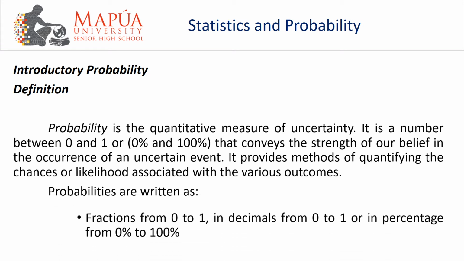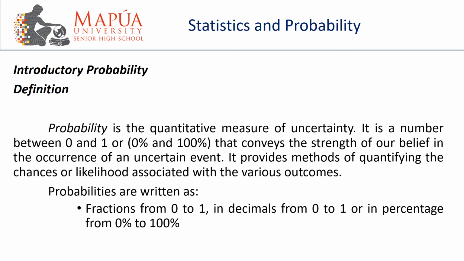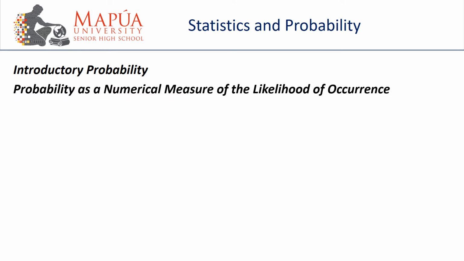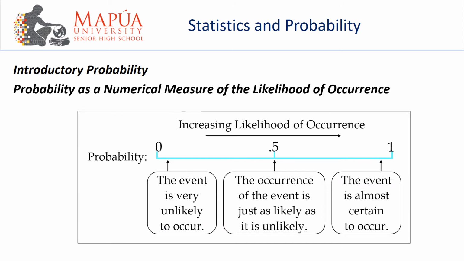Probabilities are written as fractions from 0 to 1, in decimals from 0 to 1, or in percentage from 0% to 100%. Now I'm going to show you a diagram of the probability as a numerical measure of the likelihood of occurrence. In this diagram, you can see that as probability value approaches 0, the event is very unlikely to occur. If the probability value is exactly 0.5, the occurrence of the event is just as likely as it is unlikely. And as the probability value approaches the positive 1, the event is almost certain to occur.